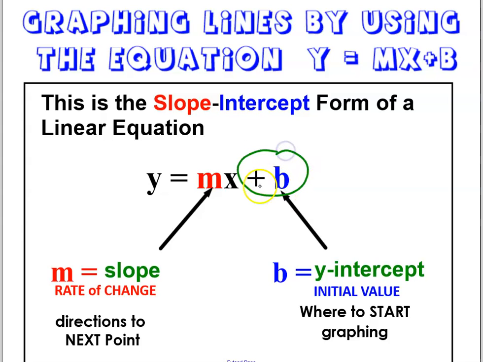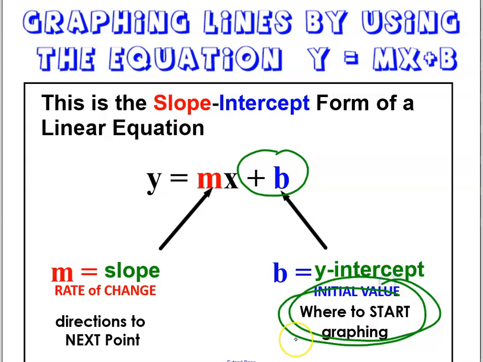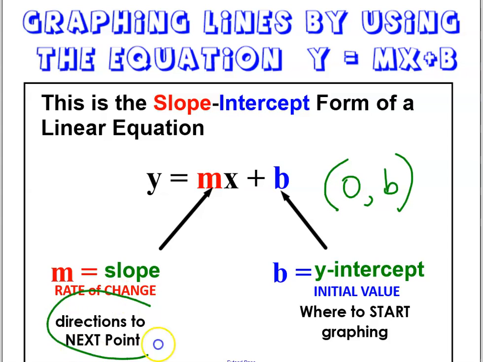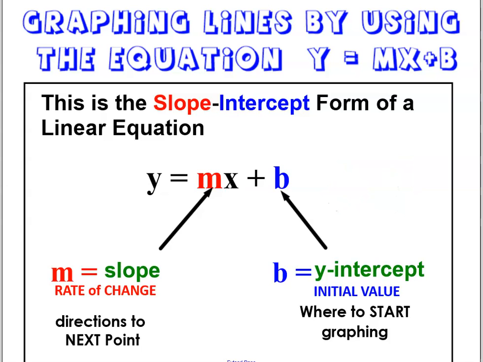The constant value is where you're going to start graphing your line. Once you have that point, known as 0 and whatever b is, from there you will create more points by following the directions of the slope. So let's first practice identifying these two values.